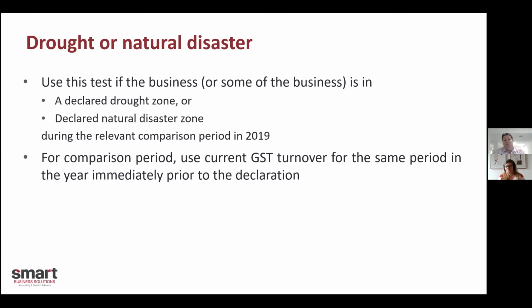Drought or natural disaster, just briefly. This is a test for those with businesses that were in a declared drought or natural disaster zone in 2019, and therefore do not have an appropriate comparison period. I won't go into this one in more detail because I don't think this is probably going to apply to too many on here, but I just wanted to make you aware that it is available.